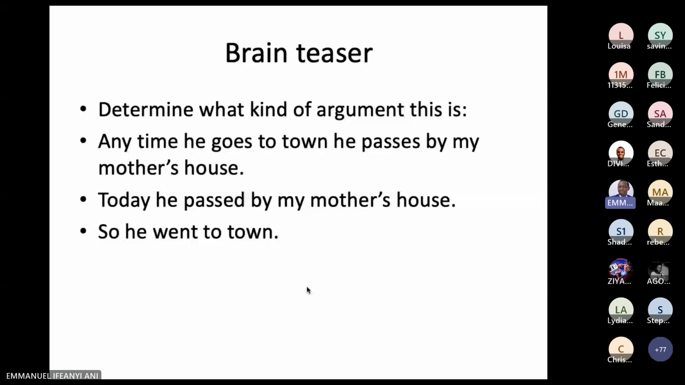Today he passed by my mother's house. That affirms the consequent. So that means it's an invalid argument. We said, according to the rule for deductive reasoning, affirming the consequent leads to an invalid conclusion. So it is an argument that affirms the consequent.